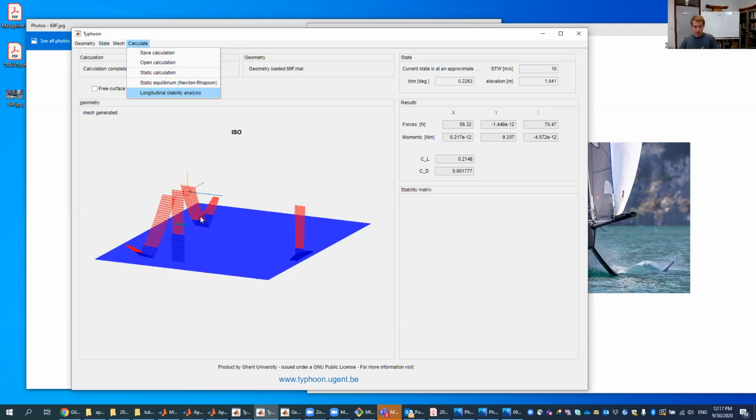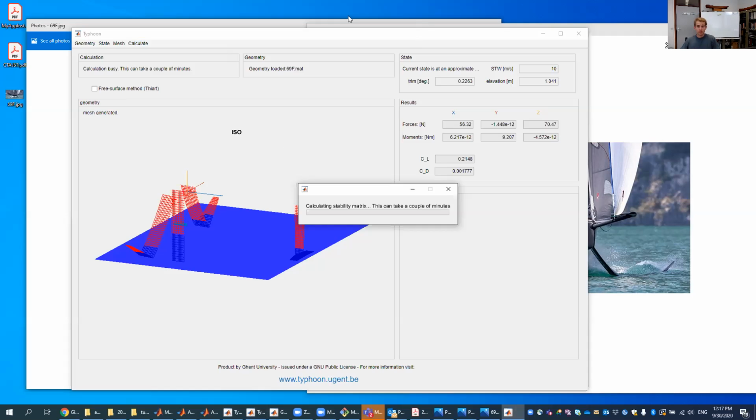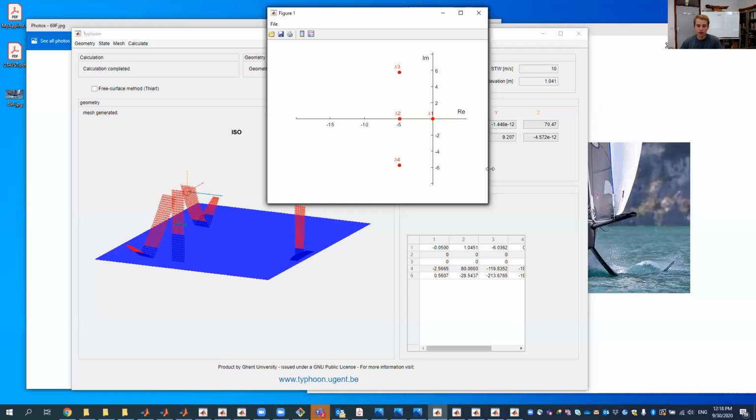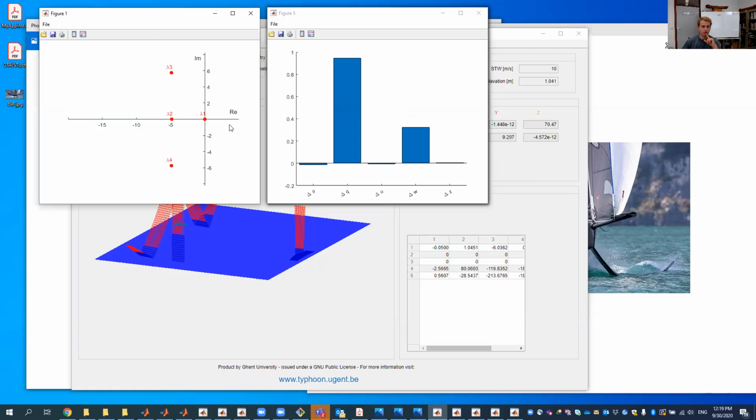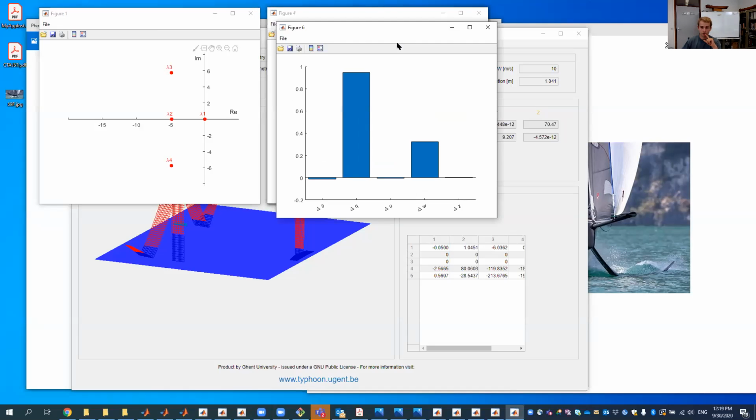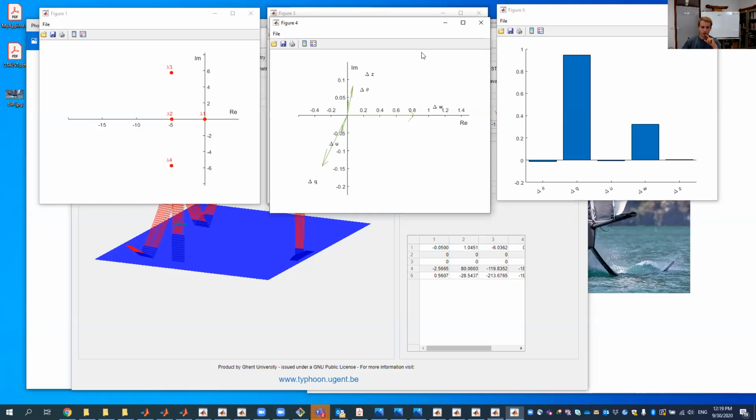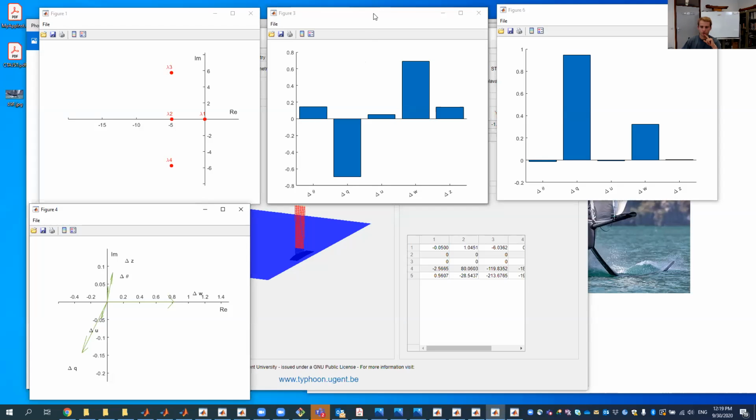Once we have this equilibrium position, the only thing which remains is to perform a longitudinal stability analysis, which is what we're going to do right now. Again, this can take a couple of minutes, so we'll skip right to the results. Okay, in the meantime, the results are here. Once you complete this calculation, you get the following plots. So this is a plot of your eigenvalues. This is a plot of your eigenvectors. So I'll just show them all for you here.